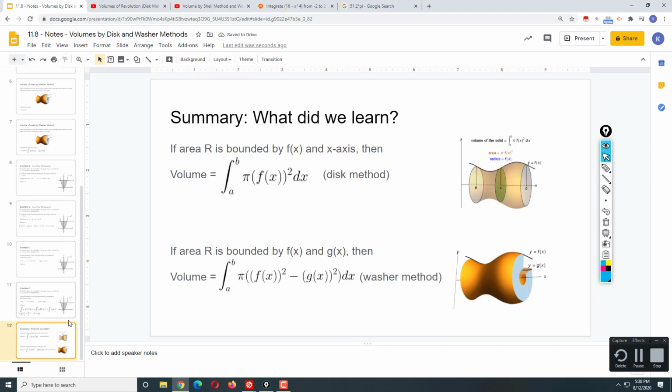Summary, what did we learn? If we have an area R bounded by f of x and the x-axis, then the volume is equal to the integral from a to b of pi times the square of f(x) dx. That's called the disk method. If this were bounded by the y-axis, then we will be integrating f of y squared dy.